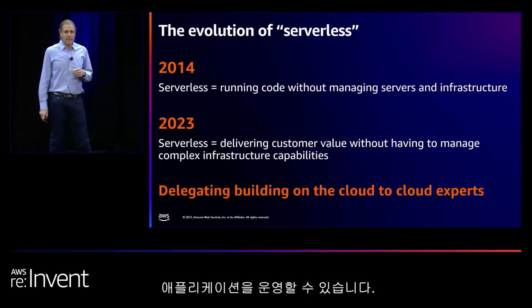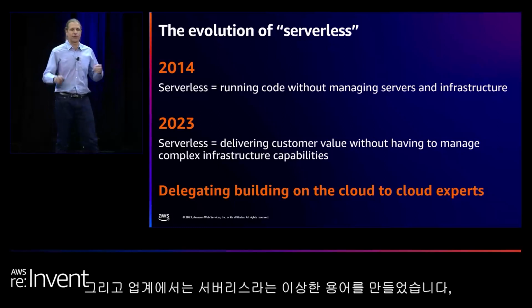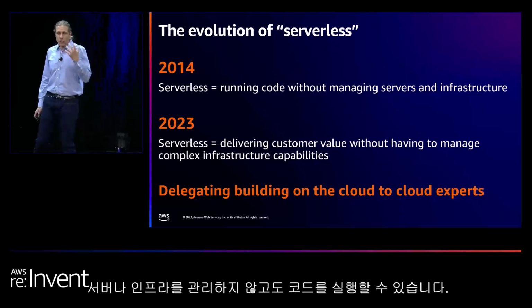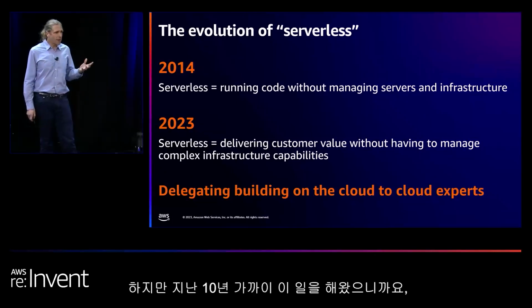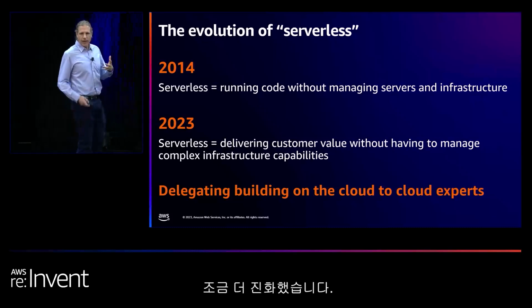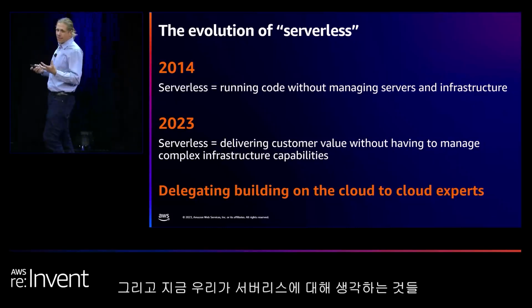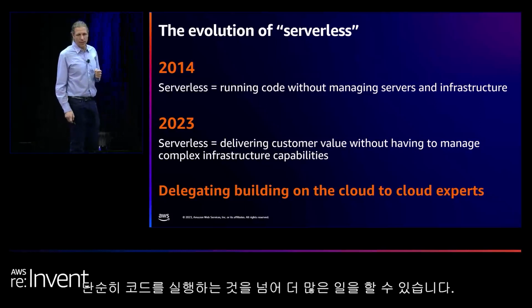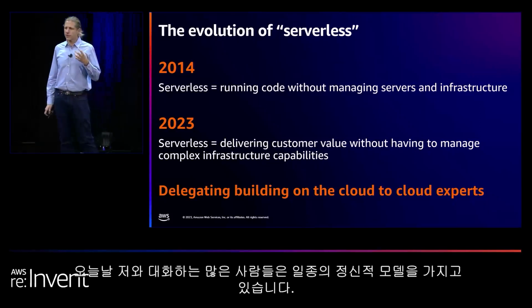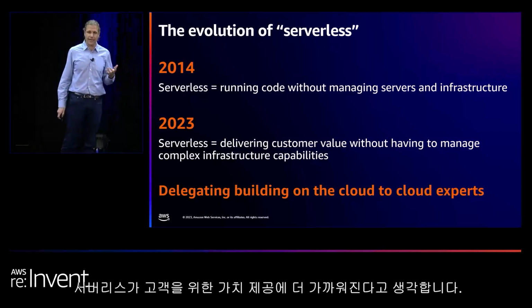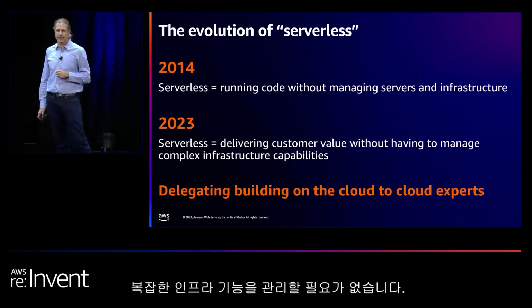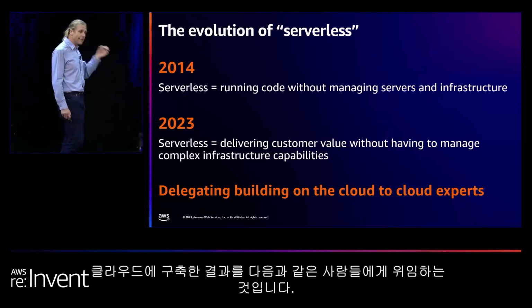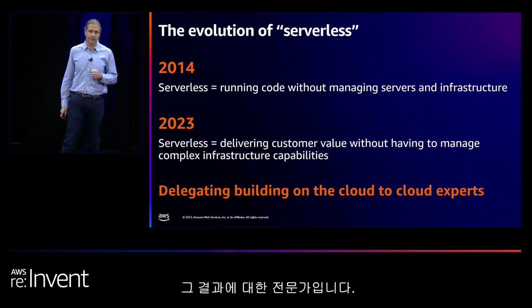When Lambda was launched in 2014, the industry created this weird term serverless. It was designed to help people with a mental model of running code without managing servers or infrastructure. But over the past nearly decade that we've been doing this, that has evolved a little bit more. What we try to think of as serverless now is building applications beyond just running code, to many more things. Today, many people I speak to have a mental model of serverless as being closer to delivering value for customers without having to manage complex infrastructure capabilities. What that translates to on a day-to-day basis is that you're delegating the outcomes of building on the cloud to people who are experts on those outcomes.